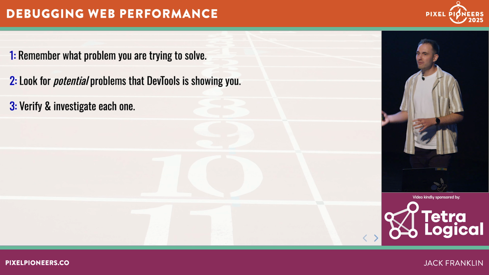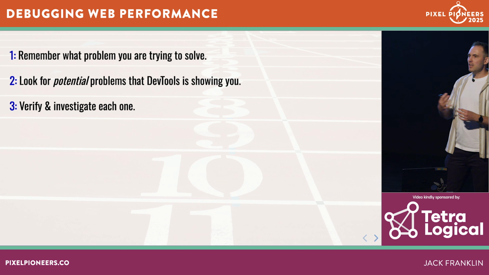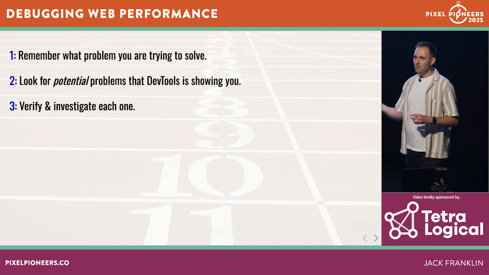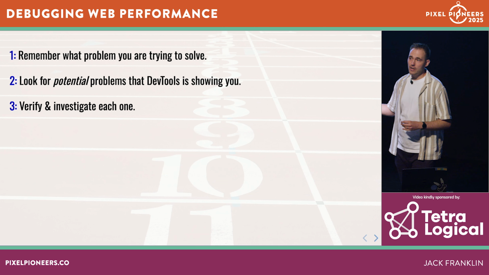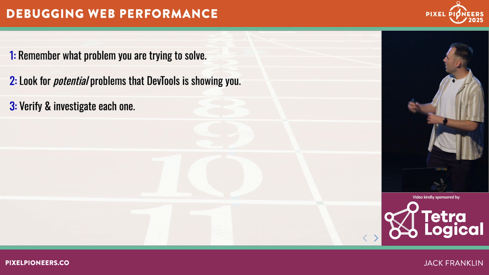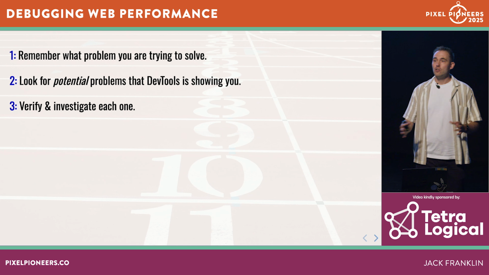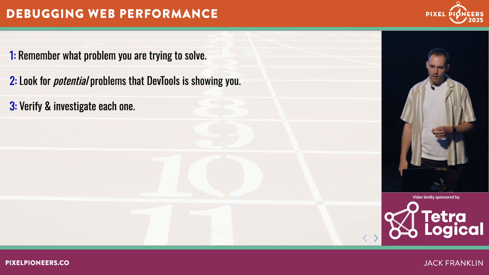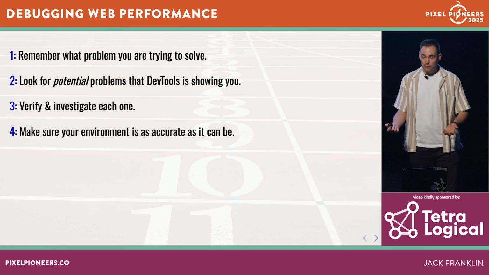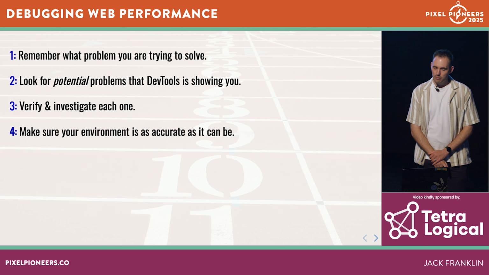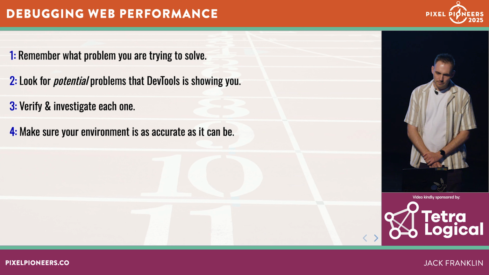And each one needs some verification. Look at it carefully. Think about if it applies to your website. The fix that might be most common might not apply to your site. You might have a different constraint. Your content management system doesn't flex in the way we would need it to. So then you can try and think about how to apply that to your environment. And make sure your environment is as accurate as it can be by trying to emulate throttling and so on.